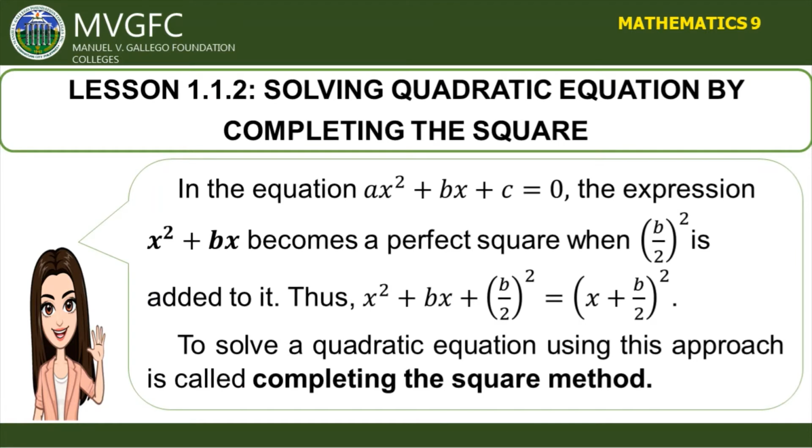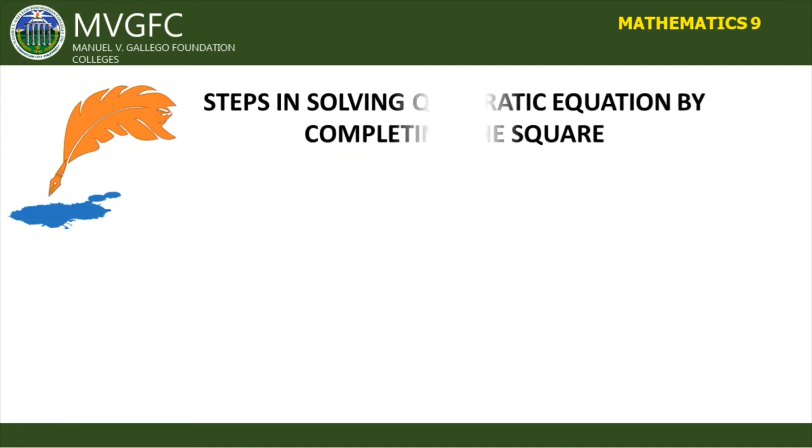In the equation ax squared plus bx plus c is equal to 0, the expression x squared plus bx becomes a perfect square when (b over 2) quantity squared is added to it. Thus, x squared plus bx plus (b over 2) quantity squared is simply equal to (x plus b over 2) quantity squared. To solve a quadratic equation using this approach is called the completing the square method. Let us now have the steps in solving quadratic equation by completing the square.